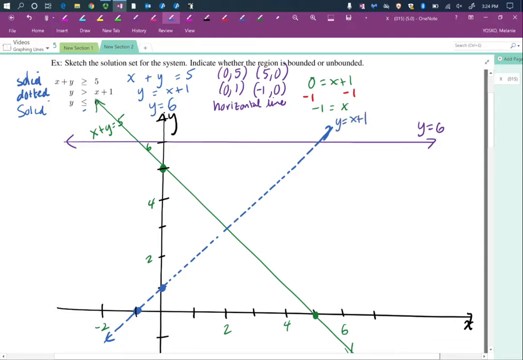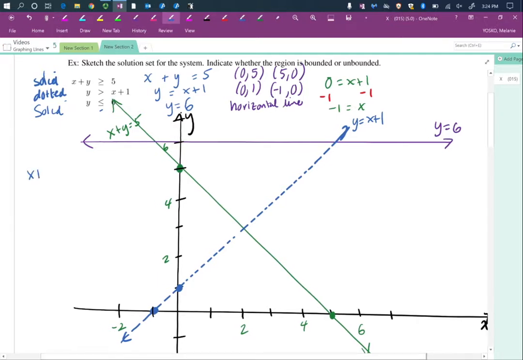Okay, now we're going to figure out what the solution set looks like. So we're going to do our shading. We're going to look at each one of them. I'll start with the top one: x plus y is greater than or equal to 5. We're going to choose a test point that is not on the line. I'm kind of lazy, I want to do something really easy, so I'm going to pick 0, 0 if possible. And I notice 0, 0 is not on my line.